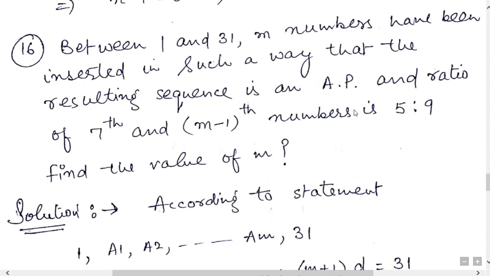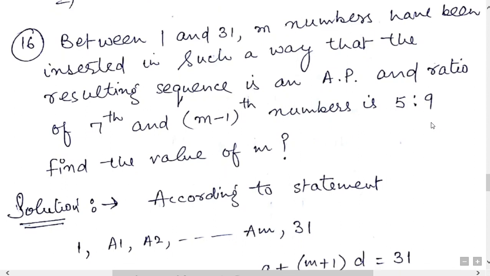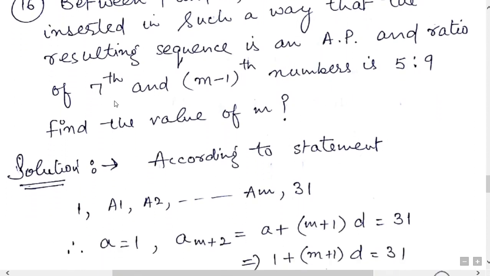Sometimes a mistake will be there regarding this. Sometimes the student considers them as the 7th term of the AP and the (m minus 1)th term of the AP. These are not the terms of the AP. Basically, these are the numbers which are to be inserted. The ratio is 5:9. Basically, the formula for the 7th term is a plus 6d, but the formula for the 7th number is a plus 7d. You have to remember this. Find the value of m.